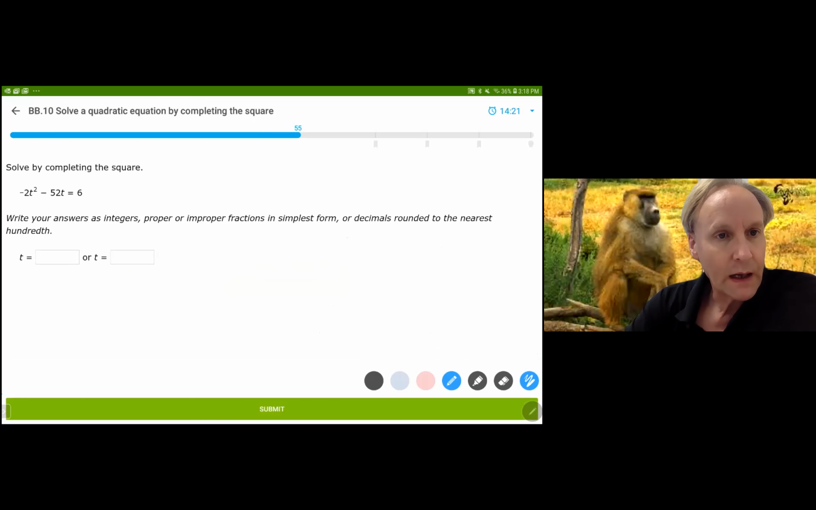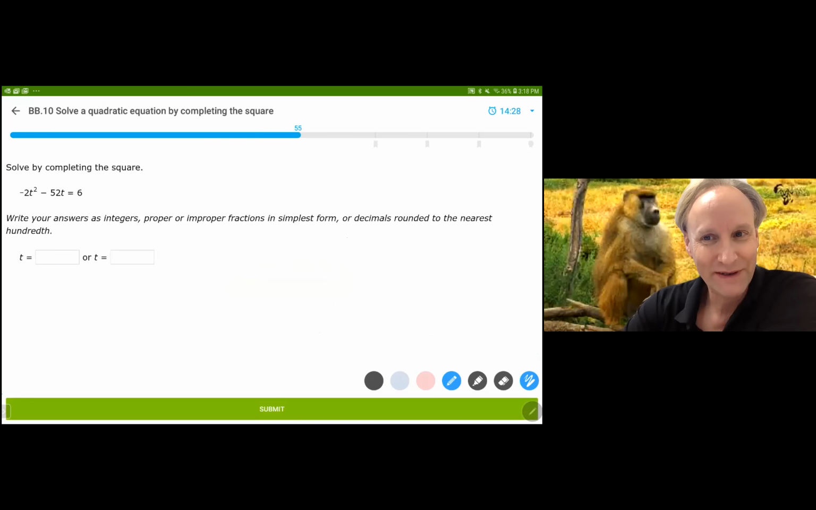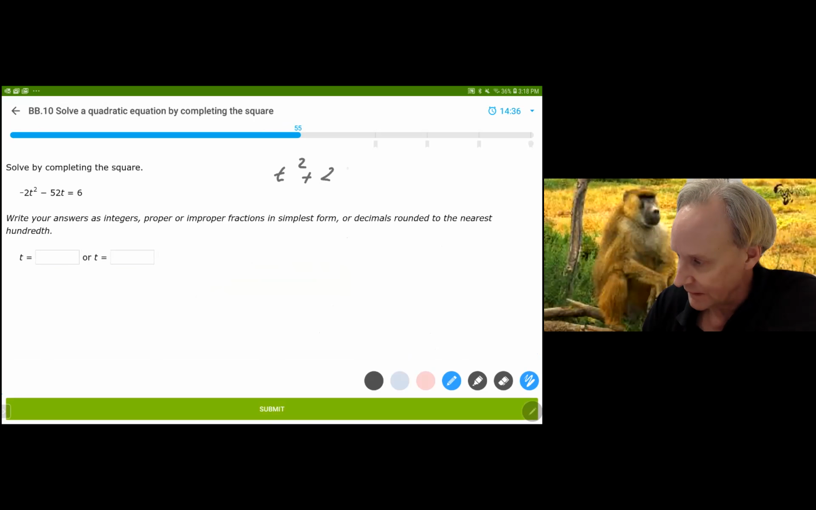This time, I'm going to divide everything by 2 first. Actually, I'm going to divide everything by negative 2. You really want to make your life easier, right? So I'm going to divide everything by negative 2. I'm going to get t squared plus 26t is equal to 6. And of course, we're looking at t plus 13, and we're squaring it.